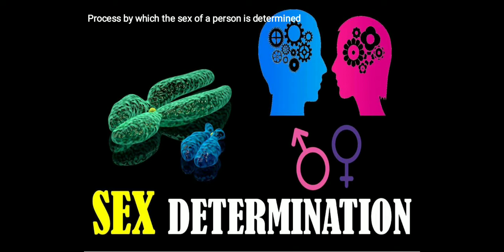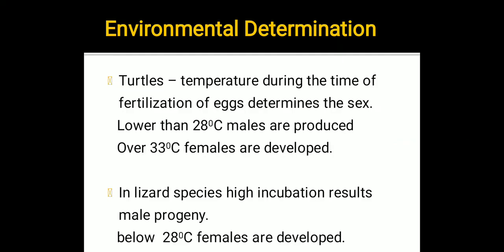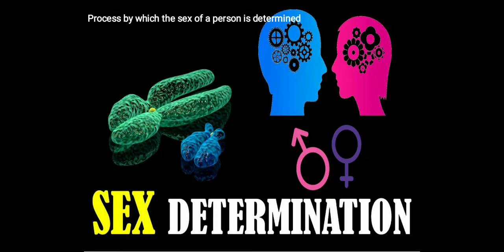What is sex determination? Sex determination is the process by which the sex of a person is determined. In some organisms, the sex is determined by environmental factors. In others, including human beings and other animals, it is genetically determined.